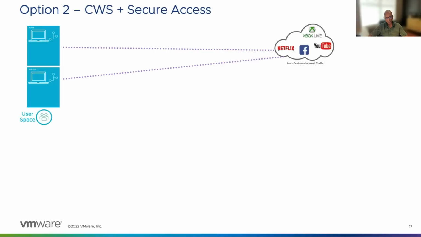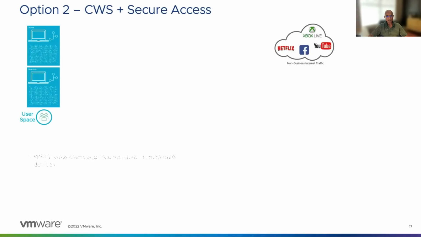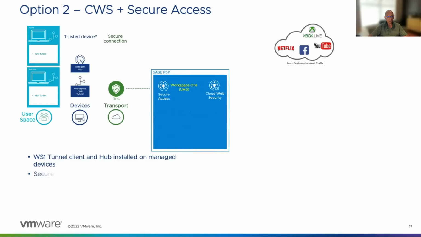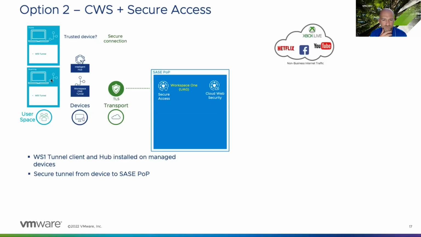The next one is, to that, you can actually add what we call secure access. That is the Workspace ONE secure access, where you have Workspace ONE tunnels. And now what you're doing is, in addition to providing protection from the web, you're actually bringing customers in to the SASE POP through a TLS tunnel. Now that's TLS 1.2, right? So there's a Workspace ONE hub that's installed on your managed devices, and the tunnel is created using TLS to a secure access gateway in the SASE POP.